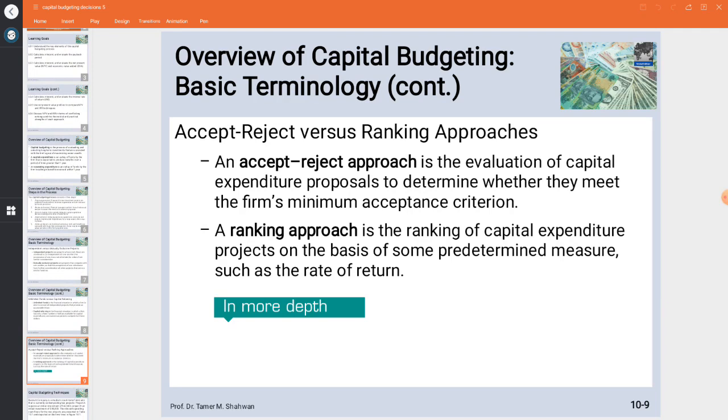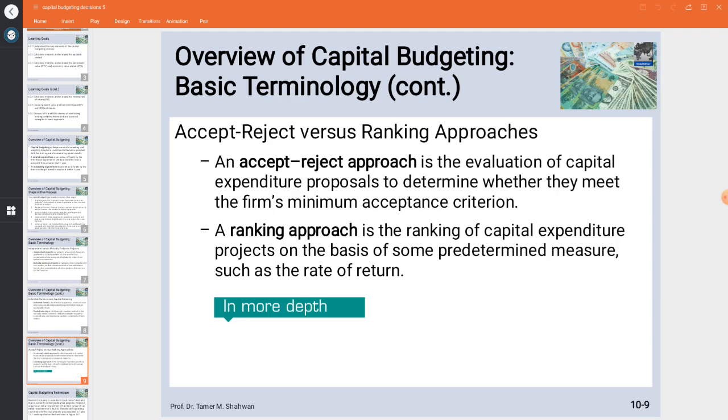Another approach for comparing different projects is to use what we call the ranking approach. What is the ranking approach? It is the ranking of capital expenditure projects on the basis of some predetermined measure, such as a rate of return. You are going to make a rank based on some predetermined measures.